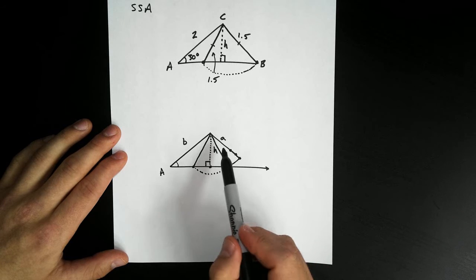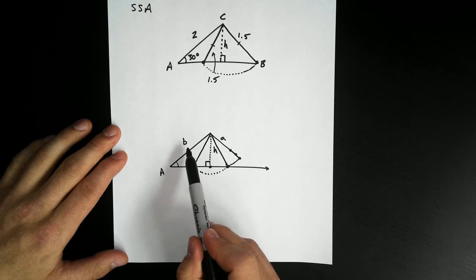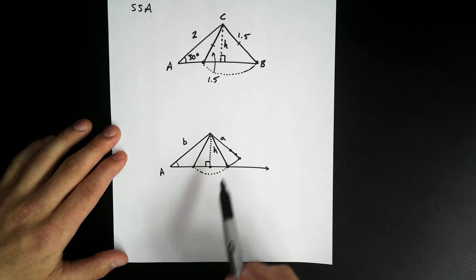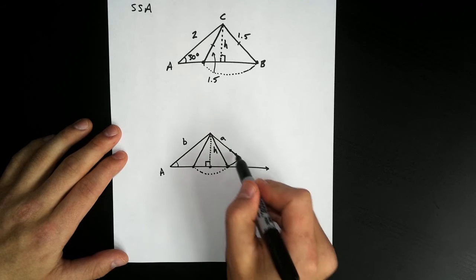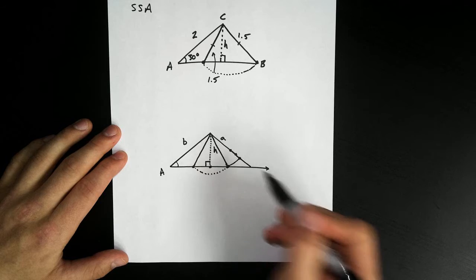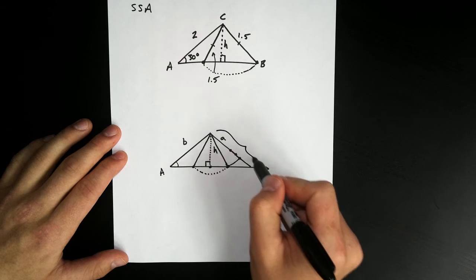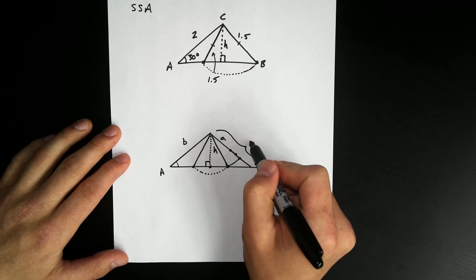So in that case, A is bigger than H, but it's not quite bigger than B, and we get two possible triangles. And our third option is if A is bigger than B. So now this entire length is greater than B.